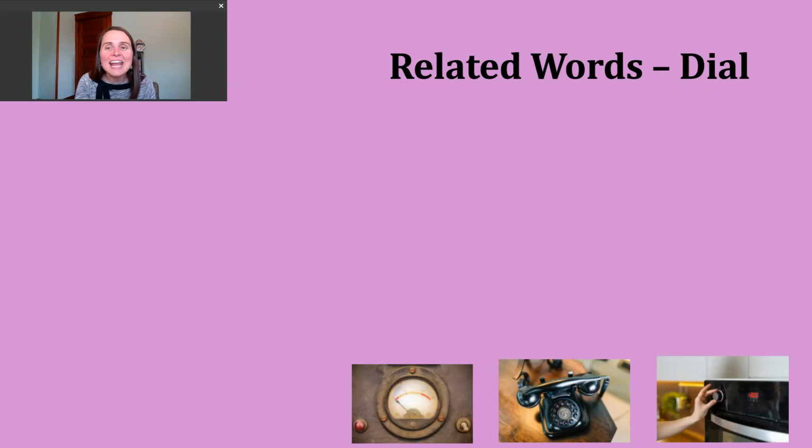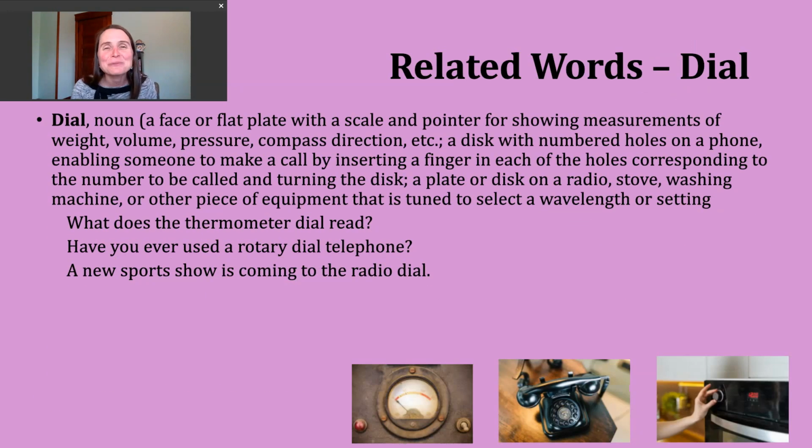Now, let's move on and talk about some words that are related to our verb dial. And as I mentioned earlier, we're going to talk about the noun form of this word. So I've got the exact same spelling and the exact same pronunciation. And when the word dial gets used as a noun, one way you might hear it used is to refer to a face. It's also called a flat plate with some type of scale and pointer in order to show some type of measurement. That could be for weight, maybe volume, pressure, compass direction, right?